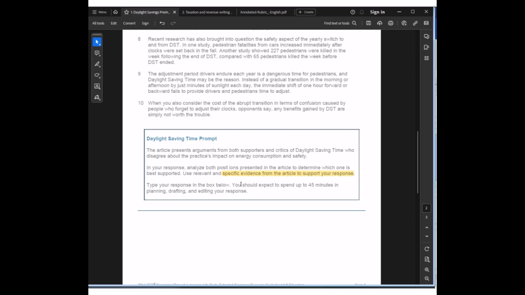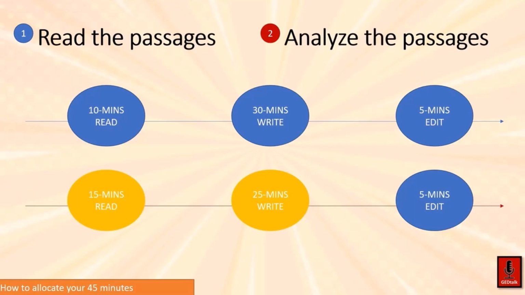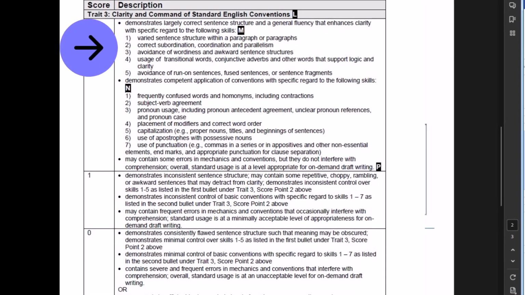So like I said, you type your response and you are given 45 minutes to complete this. That 45 minutes includes not only writing, but it includes creating your outline and then saving a minimum of 5 minutes at the end to edit your response as well, because trait 3 brings up all of those elements that you want to edit for. Is it proper spelling? Are there punctuation marks used correctly?